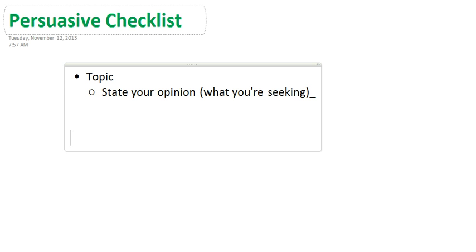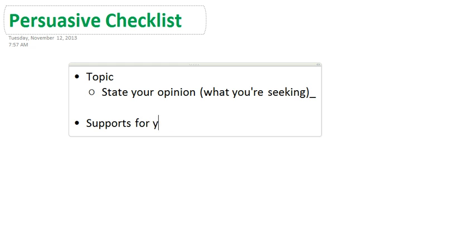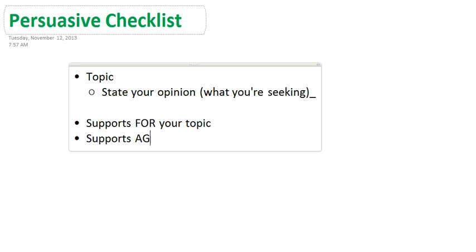Then, after you've had your topic, it's important to go through and make sure you list what are all the supports for your topic and what are all the supports against your topic. The reason why you want to have both the for and the against is because it's going to help you to strengthen your argument, because you have to look at both sides of the issue before you can really create a strong argument. But also it's going to help you develop your counter argument.